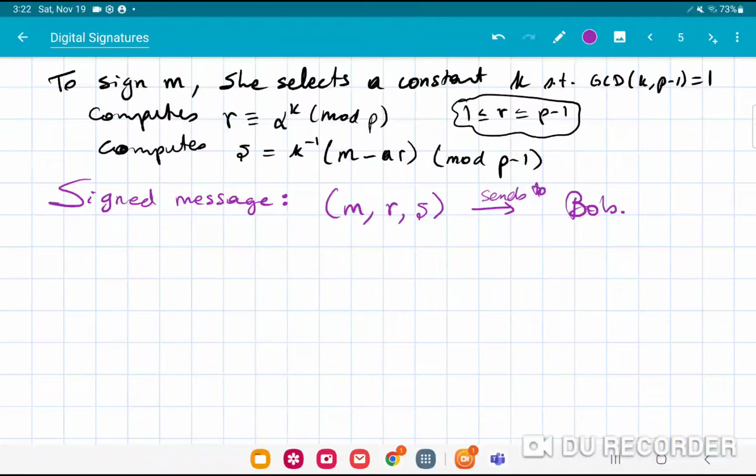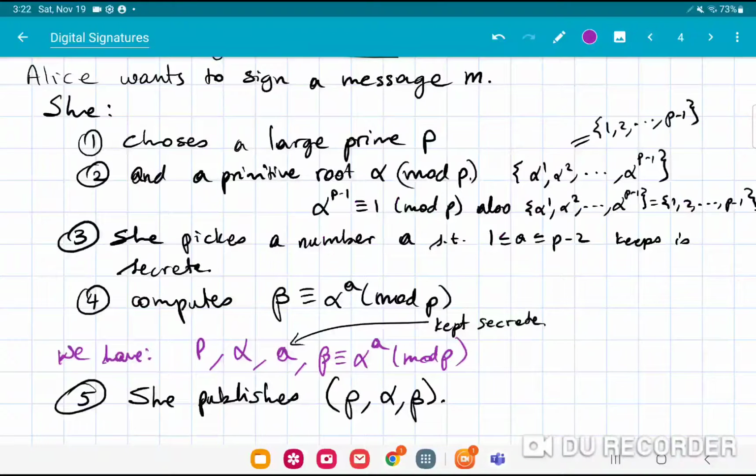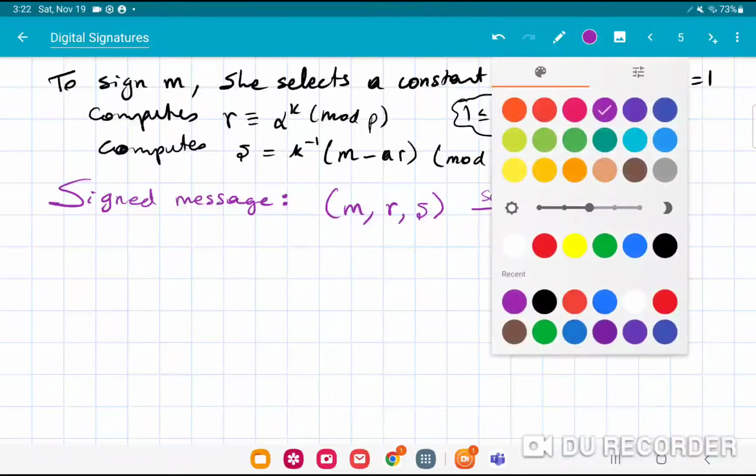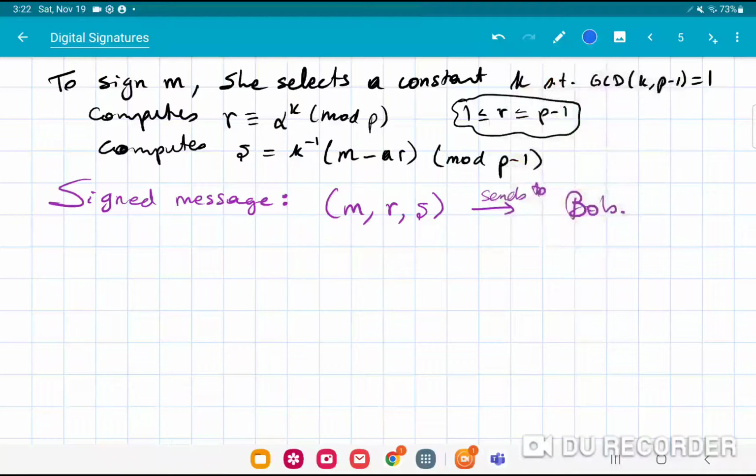So what does Bob have? Bob has these 3 values, the message and the signature parts, and Bob also has P, alpha, and beta. These 3 values, everybody has them actually, even Eve can see them. So the verification process goes like so.